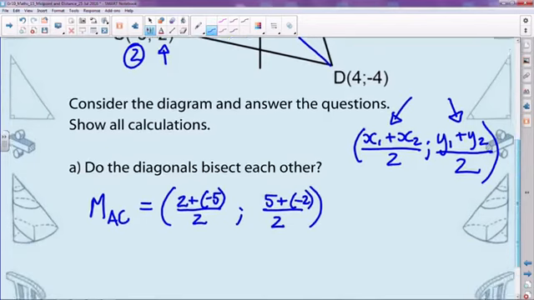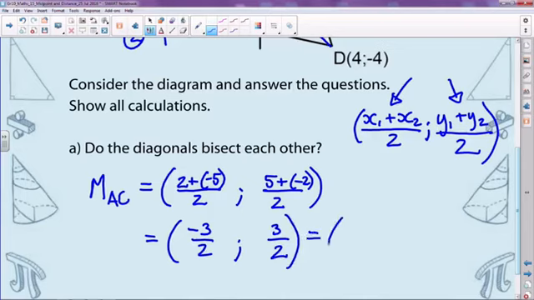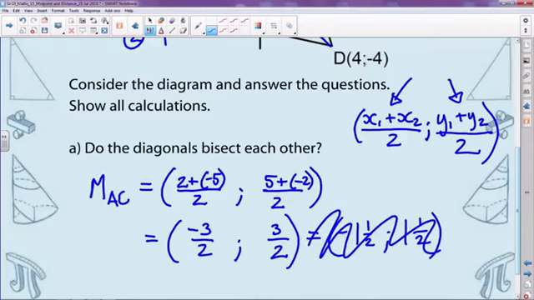Do we need our calculators? No, not really. This is pretty easy stuff. It's going to be negative 3 over 2, which is of course negative 1.5. And this is going to be 3 over 2, which is 1.5. I could change it if I wanted to, but it doesn't really help. So why do extra work if we don't have to?